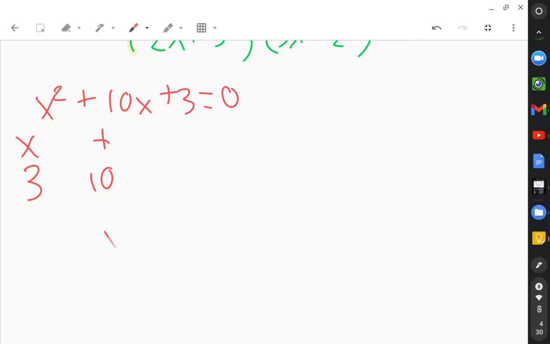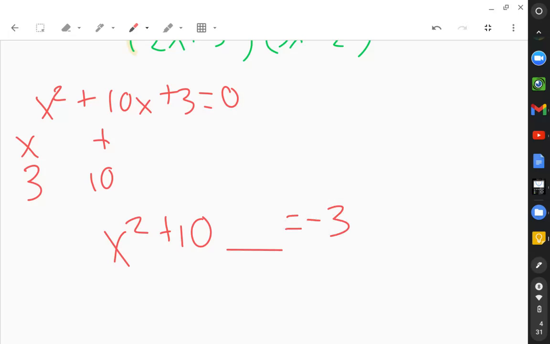So you have x squared plus 10x. I'm going to remove this plus 3 for the moment. I'm going to move it towards the right side because I want to create a new third number that's going to work there. That's going to equal negative 3.